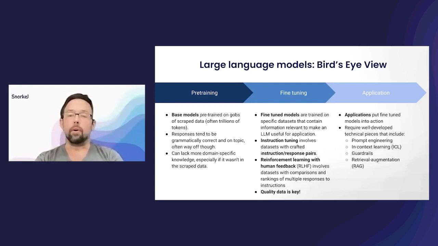And there are a lot of technical details that go into applications, such as good prompt engineering, something called in-context learning, in which you give demonstrations of what you want the model to do without necessarily fine-tuning it, guardrails that prevent things like hate speech, and a really interesting technique called retrieval augmentation, in which the model can actually retrieve a document from a business data lake, for example, and answer questions from that document. We won't talk a lot about the application stuff today.